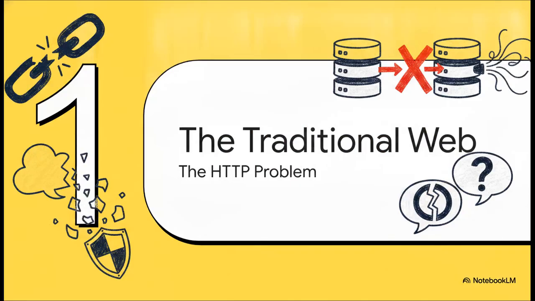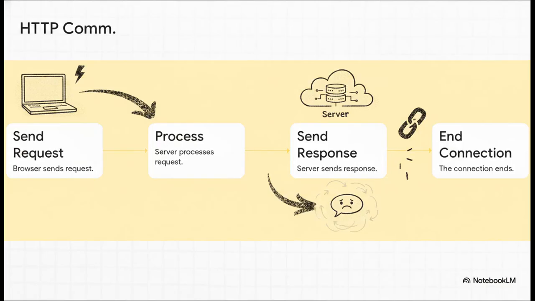To understand the fix, we've got to look at Section 1, the traditional web problem. So the standard web basically operates on a super strict request and response model. Your browser sends a request, the server processes it, shoots a response back, and then, well, the connection just ends. It completely dies. Now, don't get me wrong, this is absolutely perfect for loading a static website. But if a new chat message comes in, your browser has literally no way of knowing, simply because that initial connection is already dead and gone.